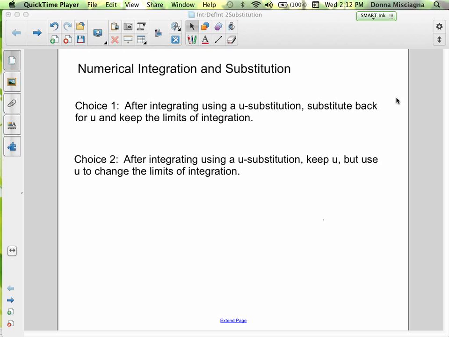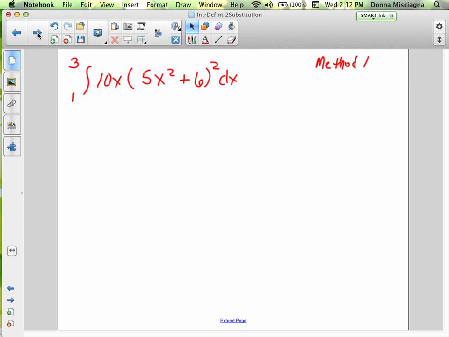We have two choices. Choice one, after integrating using a u substitution, substitute back for u and keep the limits of integration. Choice two, after integrating using a u substitution, keep u, but use u to change the limits of integration. We're going to see both techniques used in the next two problems, and then I'm going to do some more problems, but I'll alternate techniques. All right, so here's our first one.